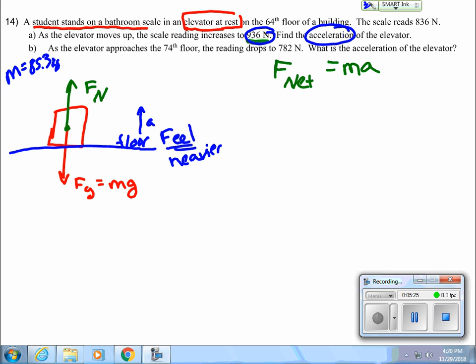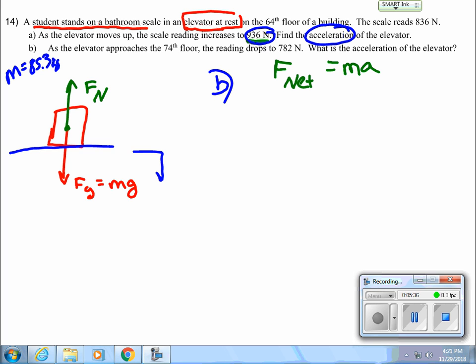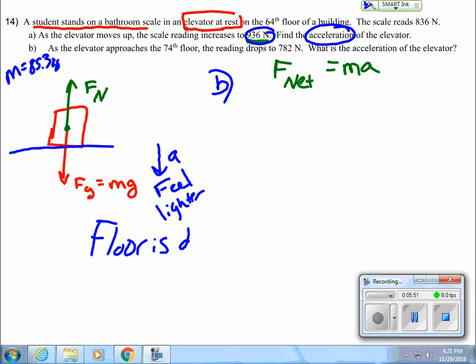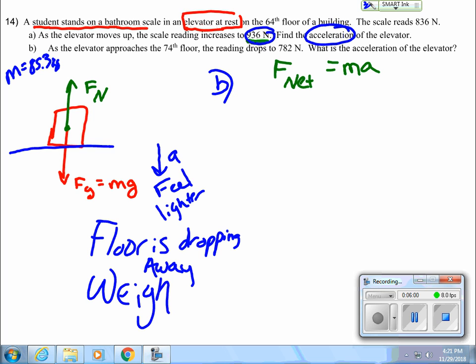It's like magic. The board erased instantaneously. All right, now we're going to do B. Now the floor is going to go down. We're starting to feel lighter. The floor is dropping away. So this is my rapid weight loss. Weight is less. Yay!